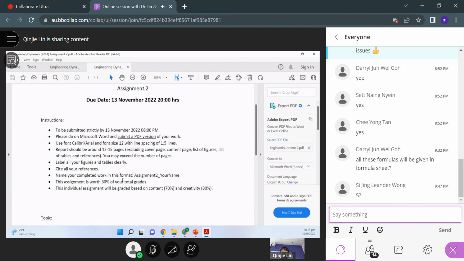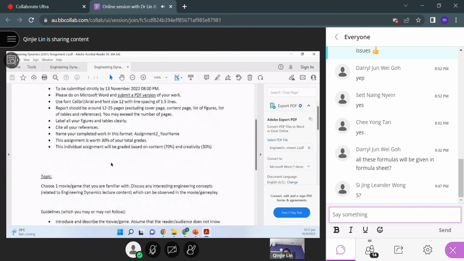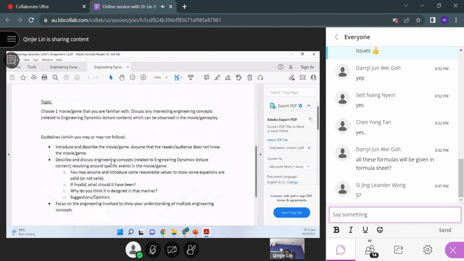Basically, just follow all these instructions. The report should be about 12 to 15 pages, excluding the cover page, content page, list of figures, and list of tables. So this is a very freestyle kind of assignment. I purposely chose this to give you all marks. When you do questions, if you get it wrong, it's wrong, and I cannot give you marks. With this kind of freestyle assignment, if you put in effort, I can justify giving you all the marks. So it's to help you.